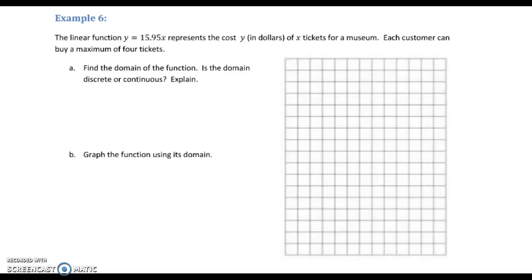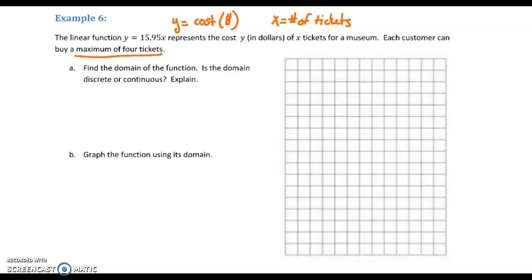Okay, this is section 3.2, day 2 notes, example 6. So, the linear function y equals 15.95x represents the cost y. Okay, we've got to write it down. Y is the cost in dollars, the cost you pay, of x tickets for a museum. So x is the number of tickets you buy. All right, each customer can buy a maximum of 4 tickets.